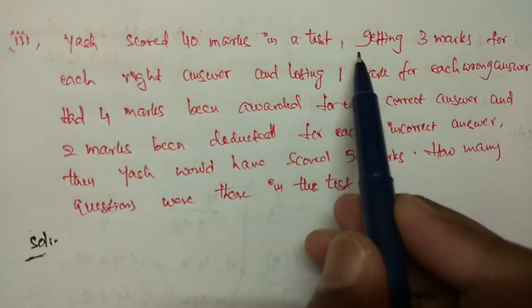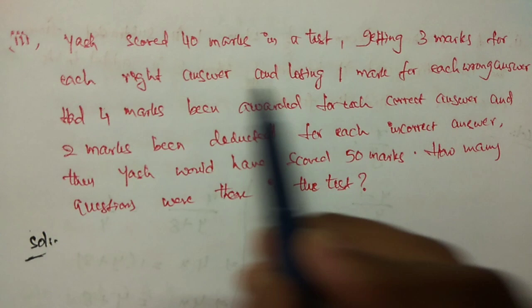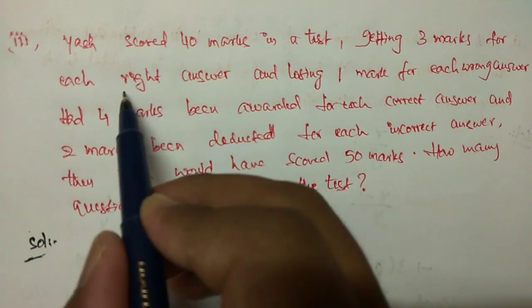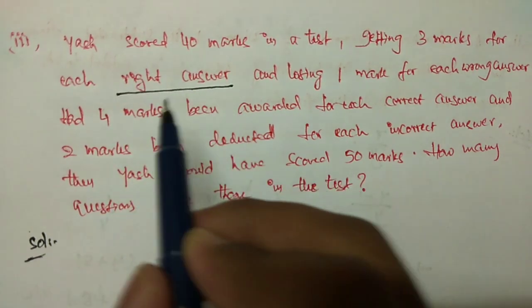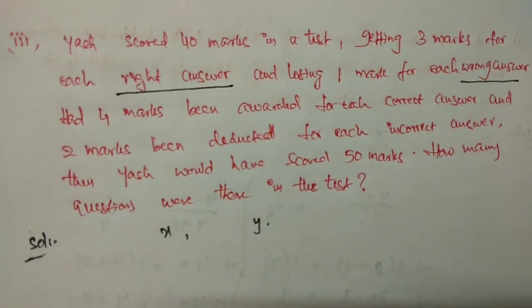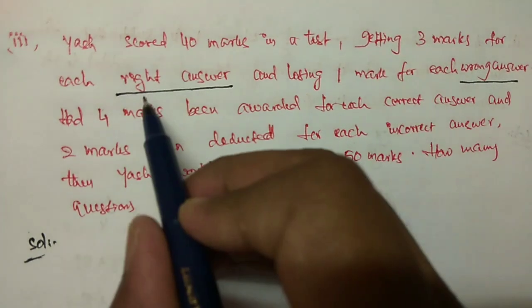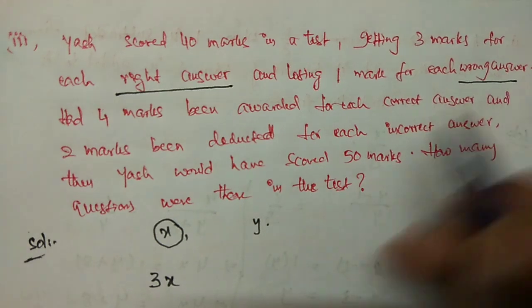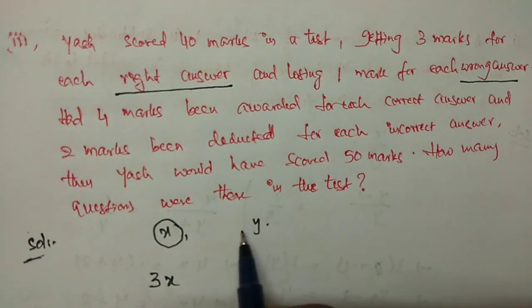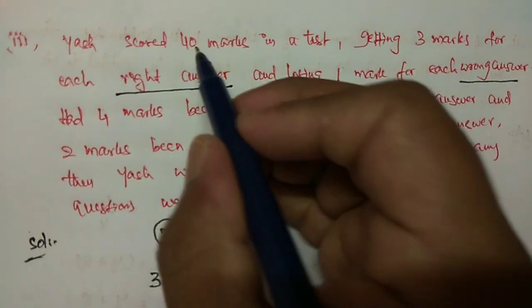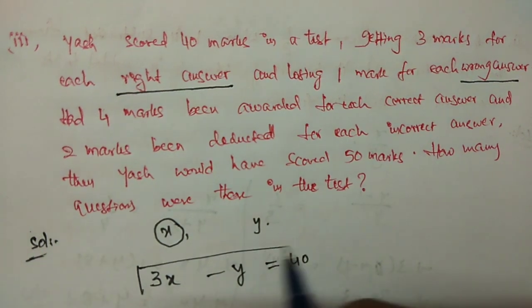Yash scored 40 marks in a test, getting 3 marks for each right answer and losing 1 mark for each wrong answer. So let us consider the right answer questions be x and the wrong answer questions be y. Getting 3 marks for each right answer. There are x right answer questions, so the marks would be 3x. And losing 1 mark for each wrong answer, so minus 1 mark into y, so minus y. Then he got the total marks 40. So this is the first equation.